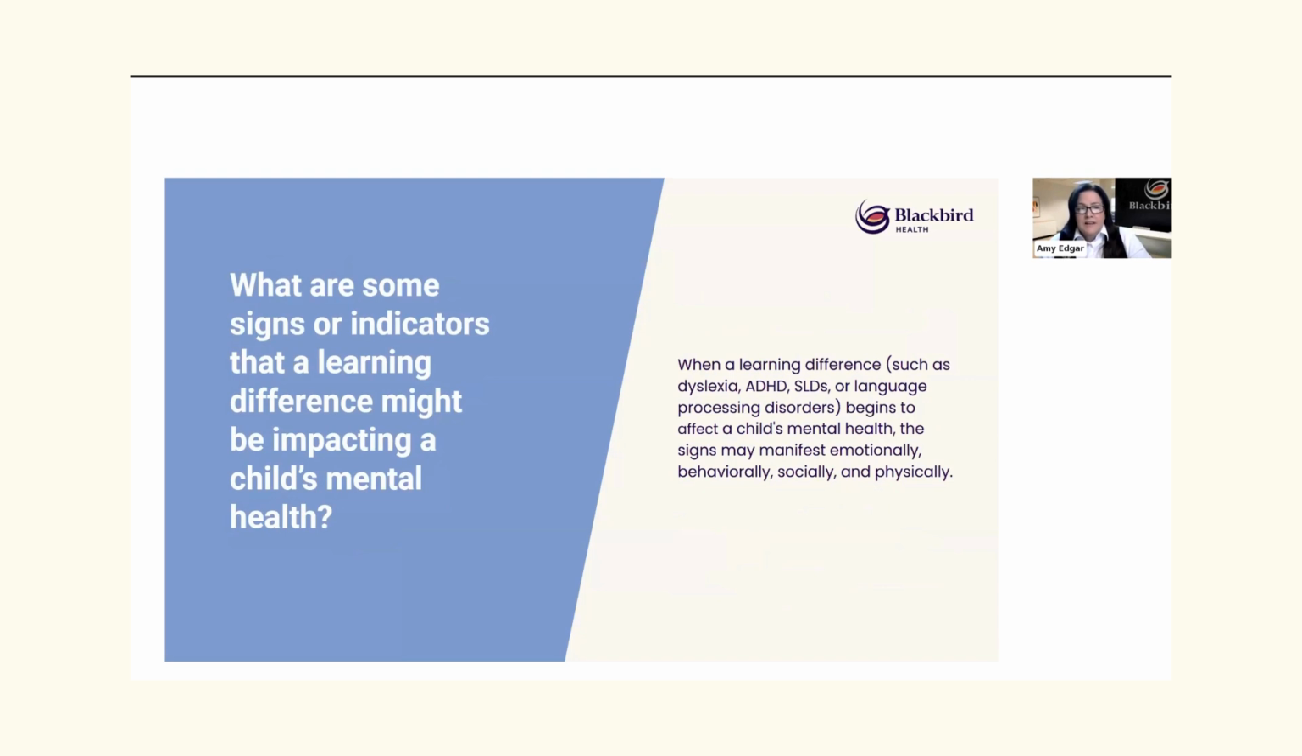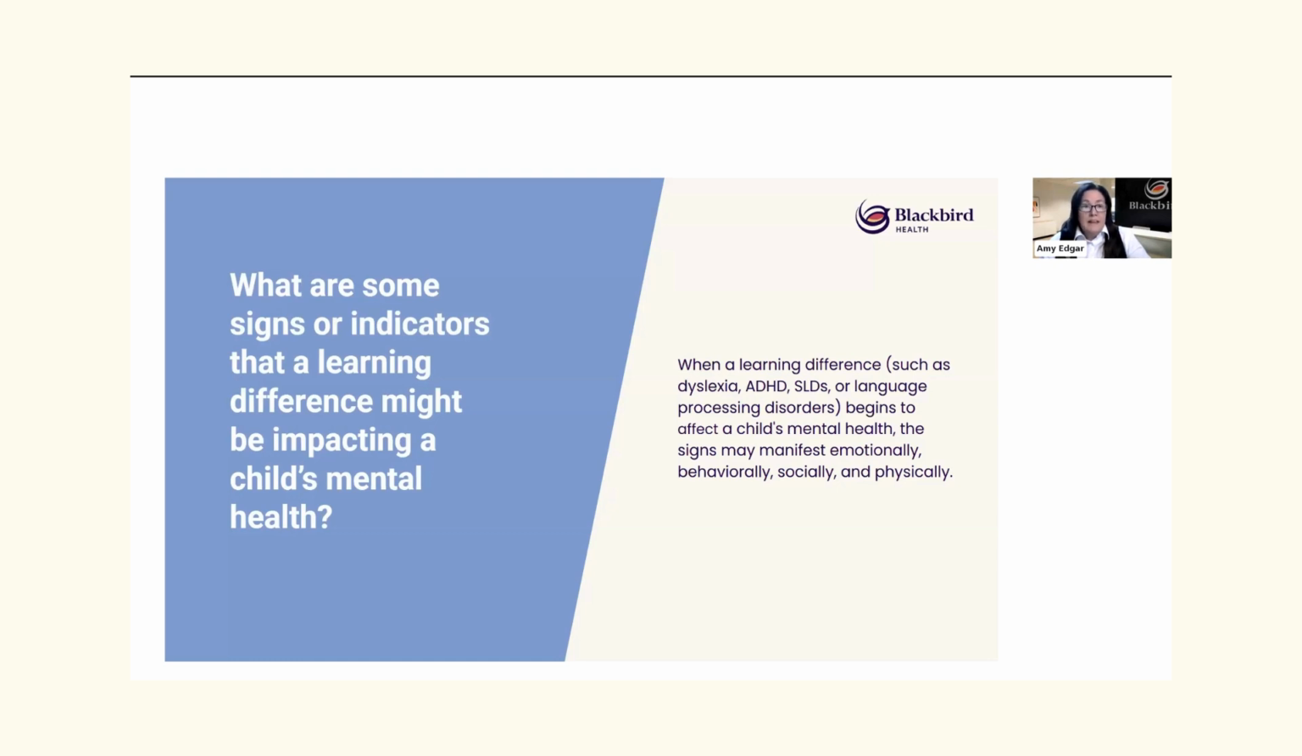Some of the signs or indicators that a learning difference might be impacting a child's mental health. It's really important to think about it holistically. So you might see symptoms or signs that manifest emotionally. So this might be a kid who previously had lots of energy and was really enthusiastic, and now they're quiet, more withdrawn, less willing to raise their hand or engage. They might appear sad. They might appear just less animated.